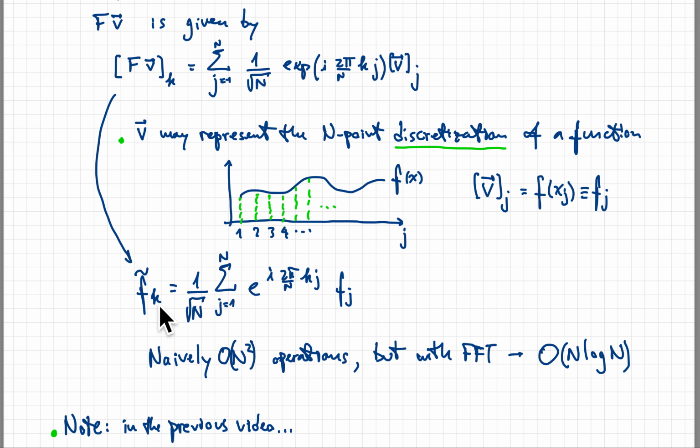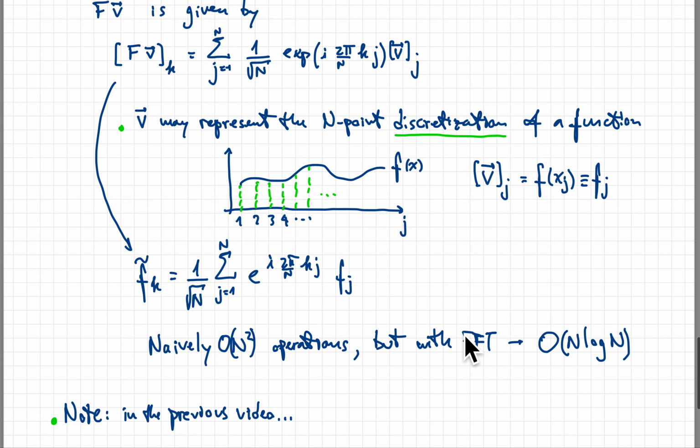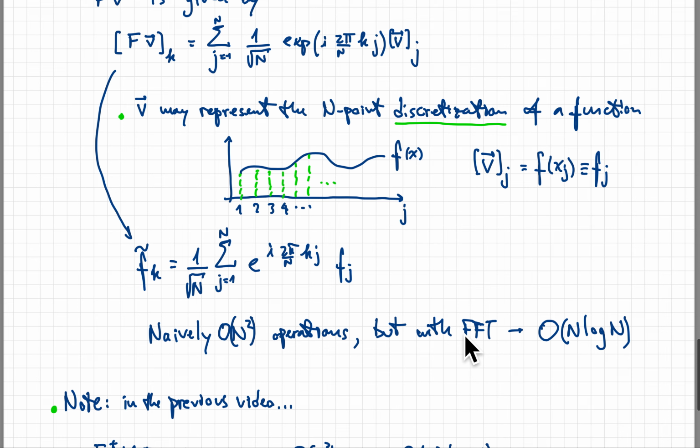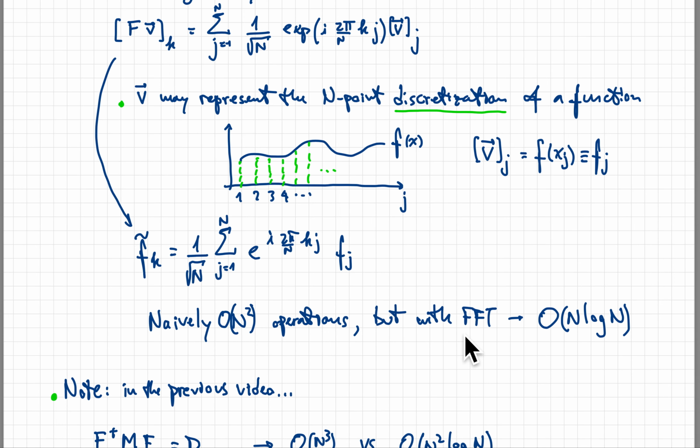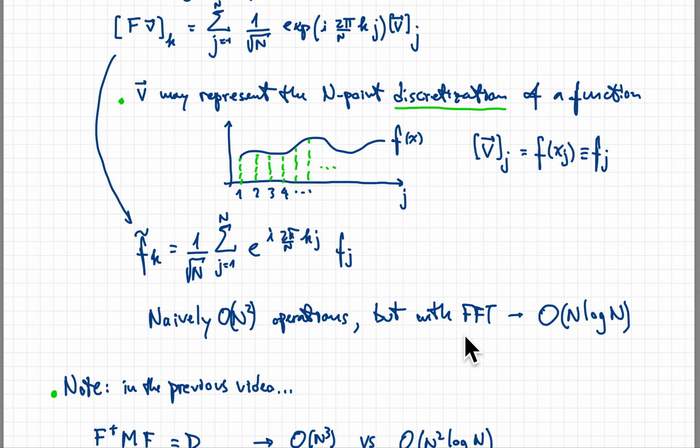But you have to do it n times, because k goes from 1 to n. And so that's where you get the n squared from naively. Now, it turns out that you can use the fast Fourier transform algorithm, which we haven't discussed, but which I mentioned last time. And that's one of the most important tools in signal analysis, the fact that this is possible to do and to do fast.